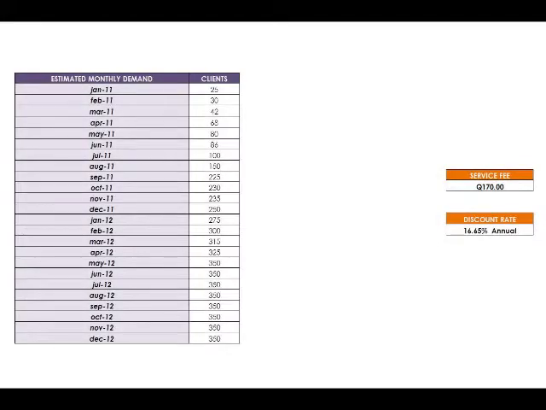In the left table, we show you the forecast of the number of clients expected each month during a 2-year period, while on the right table we show you the established average service fee and the discount rate used to calculate the time value of money of this particular investment.